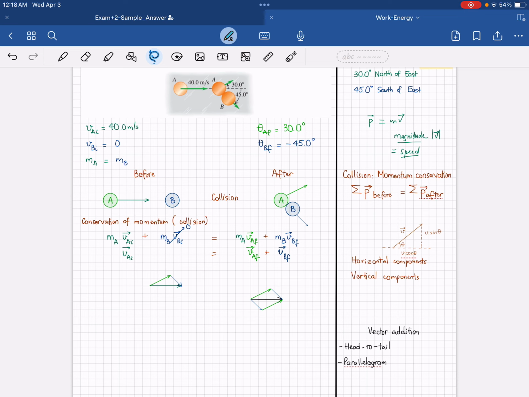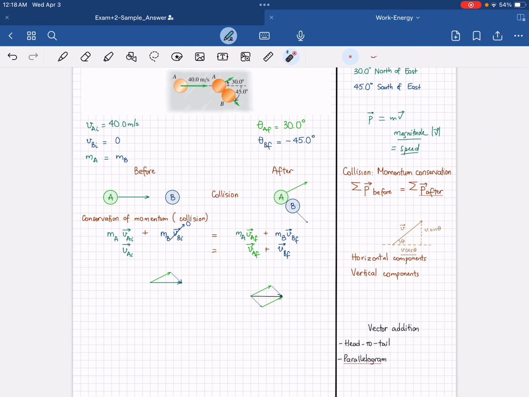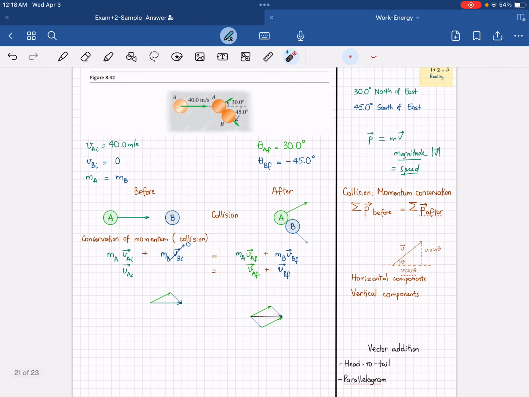Now think about how we can find the magnitude, the length, of this one and this one. Don't forget that we know the angle as well. Here I have minus 45 degrees because in physics and in math, we usually count the counterclockwise direction as positive. So if it goes clockwise like this, it should be negative. It's just a convention.